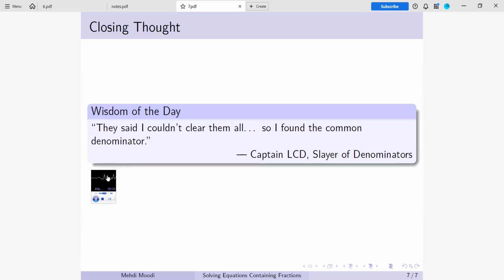Legend says he can spot the LCD from a mile away and he multiplies faster than the speed of light. Fractions tremble and denominators quake at the mere whisper of his name. So next time your fractions act up, just channel your inner Captain LCD, because when it comes to crushing denominators, nobody does it like the Legendary Crusher of Denominators.